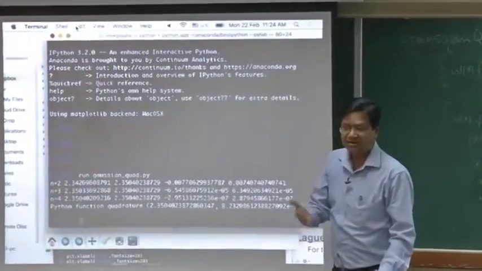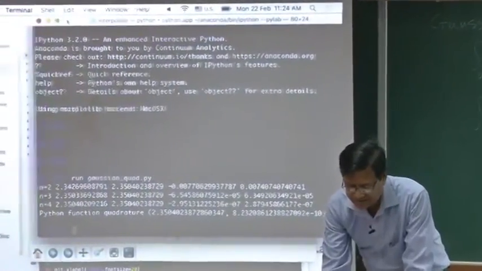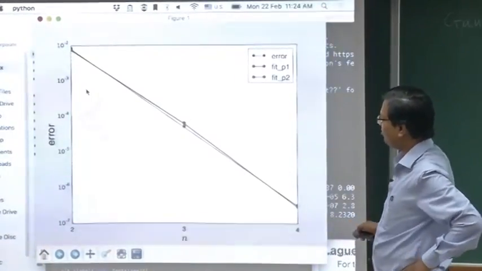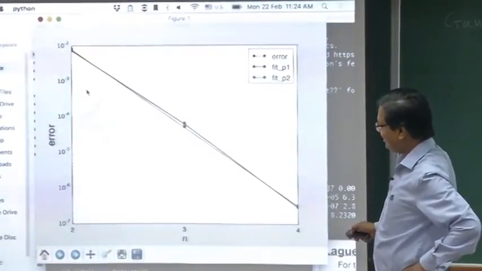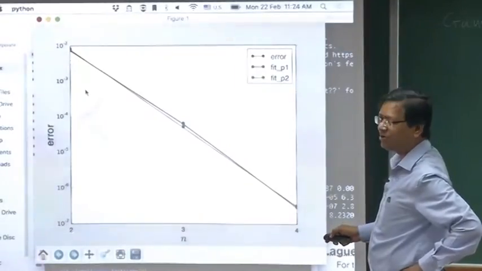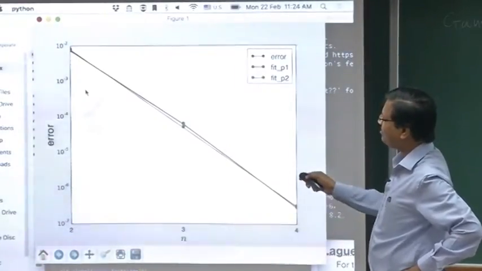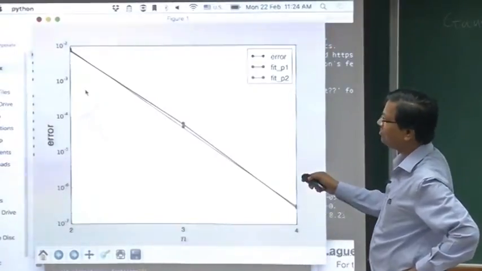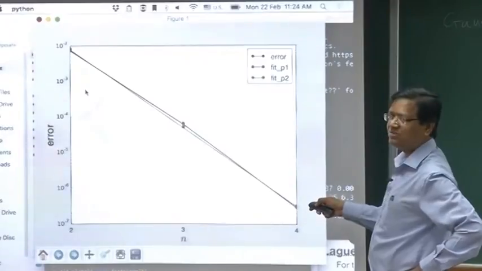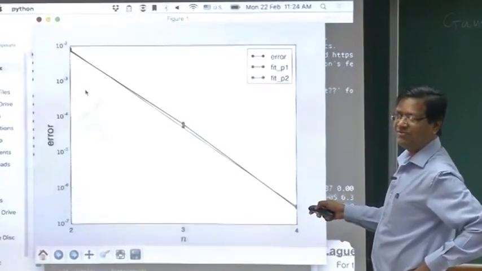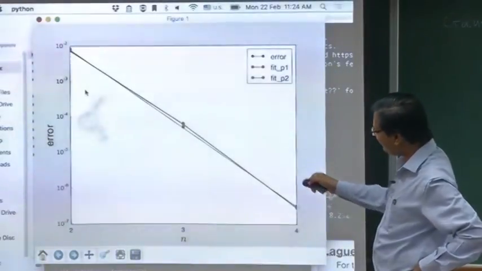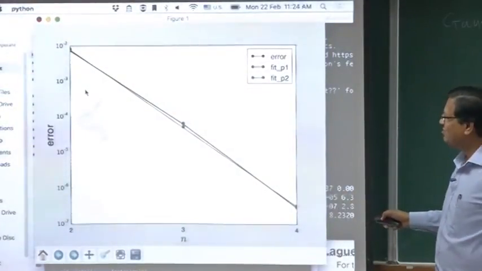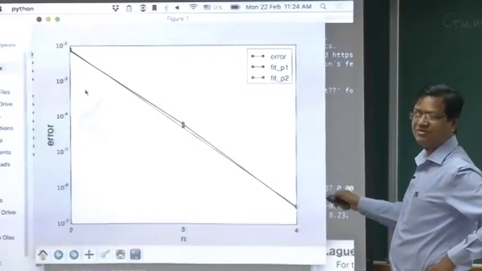So I plot the error. Now error looks like this for different n's, 2, 3, 4. Now I plotted it on a semi-log plot. So this is linear and this is log. Why did I plot semi-log? If I do not plot semi-log, then it falls like that. Okay, I am not going to do it, just want to save time, but in semi-log it looks linear, right.